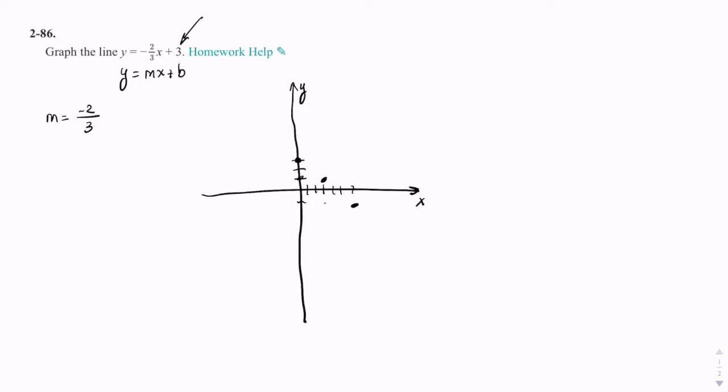And now what I want to do is I want to draw a line through those points. And I have quickly graphed this line based on my knowledge of slope-intercept form.